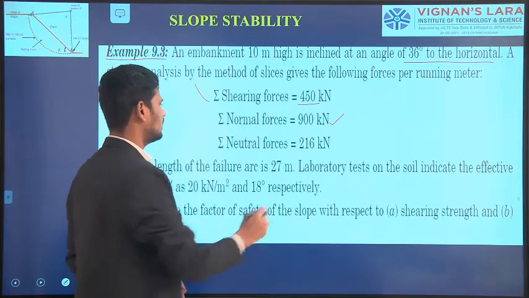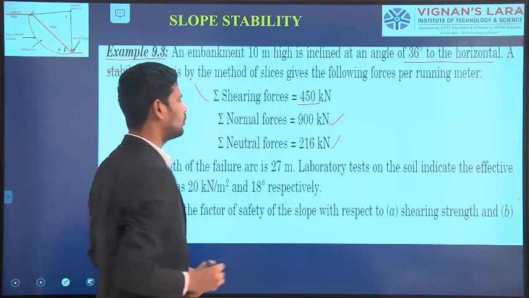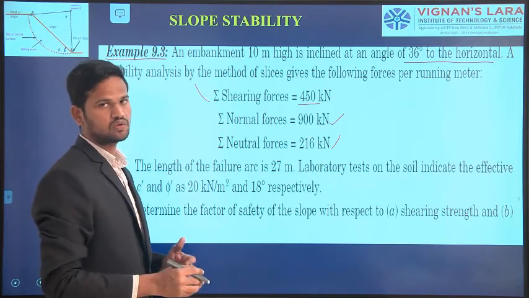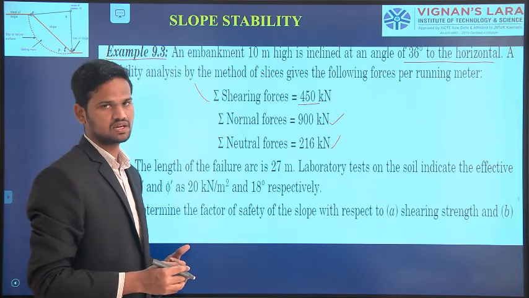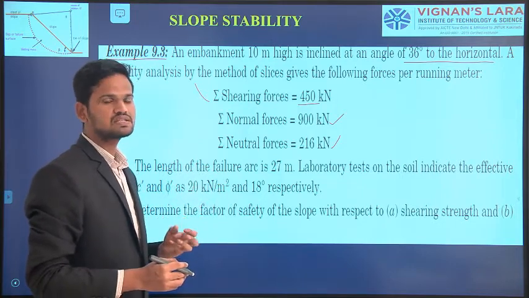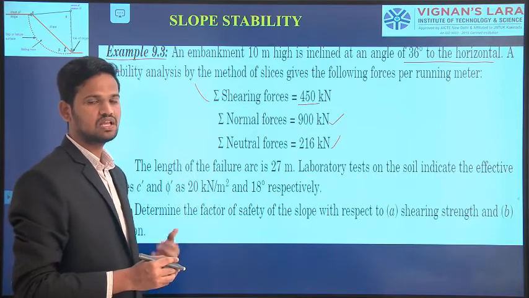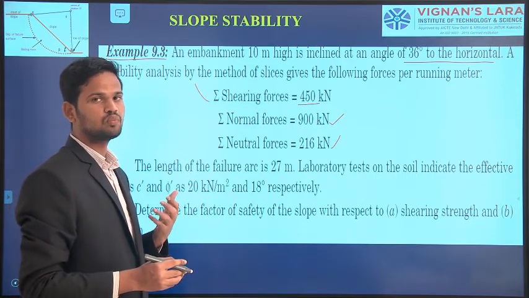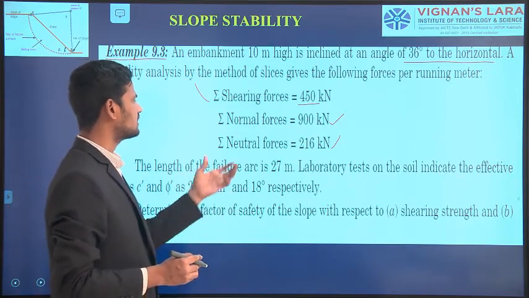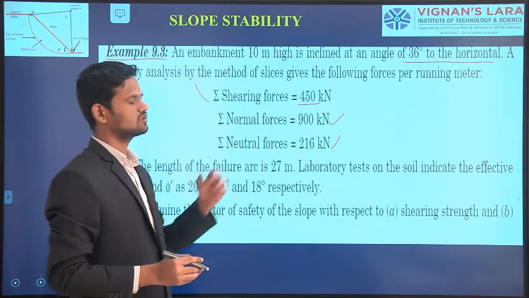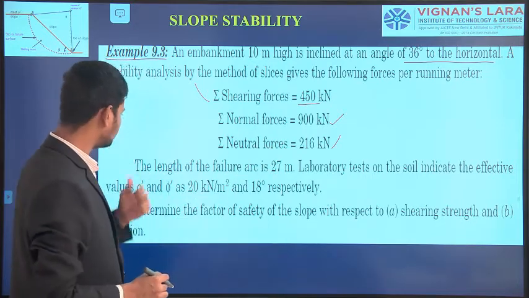Again, they have given the neutral forces also. Neutral force means nothing but pore water pressure. In the slope, there is some development of pore water, and underground water is also there. The underground water creates some pore water pressure or neutral pressure. That neutral force they are giving as 260 kN.